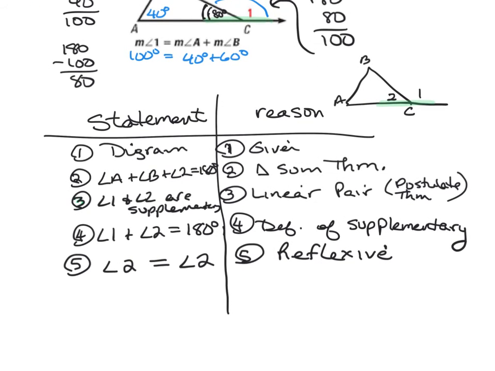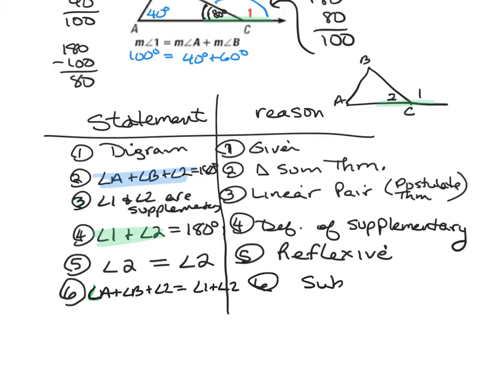All right, then my next statement is going to be substitution. Now that I've established that angle 2 is the same on either side of my equation, I'm going to state that this, since it equals 180, is equal to this, because this one's also equal to 180. So I'm going to state that angle A plus angle B plus angle 2 equals angle 1 plus angle 2. And that reason is substitution.